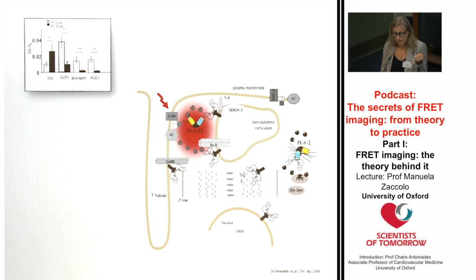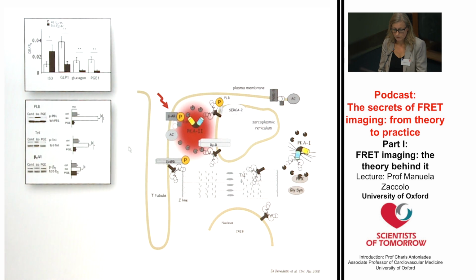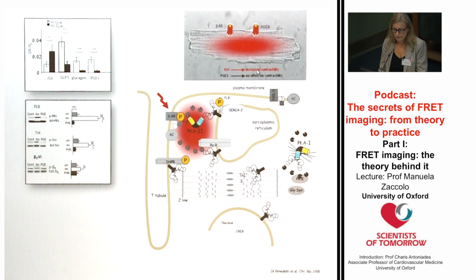And we also observed that only activation of the beta receptor led to phosphorylation of targets that are important in regulation of excitation-contraction coupling, whereas activation of the prostaglandin receptor did not affect at all the phosphorylation of these targets, as shown here. So in this way, providing a mechanistic basis for the observation that only stimulation of the beta receptor leads to increased contractility, whereas stimulation of the prostaglandin receptor has no effect.